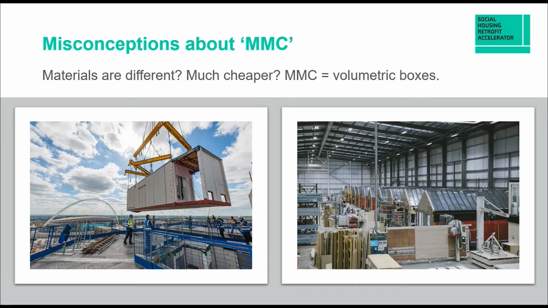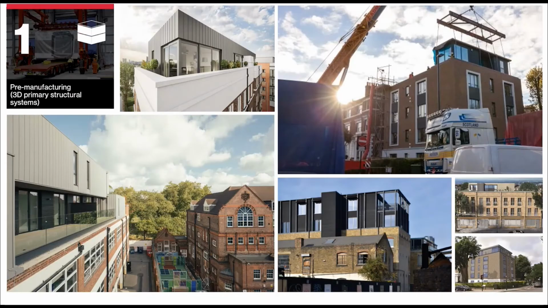And if you Google what is off-site construction, these are probably the images that you'll see. Both of these are examples of new build category 1, also known as a volumetric off-site. But as you'll see on the next slide, there's actually a lot more to it than volumetric boxes. So firstly, let's cover category 1, 3D primary structural systems, often referred to as volumetric. The creation of 3D volumes, boxes effectively, away from site, which are then combined on site to create a building.